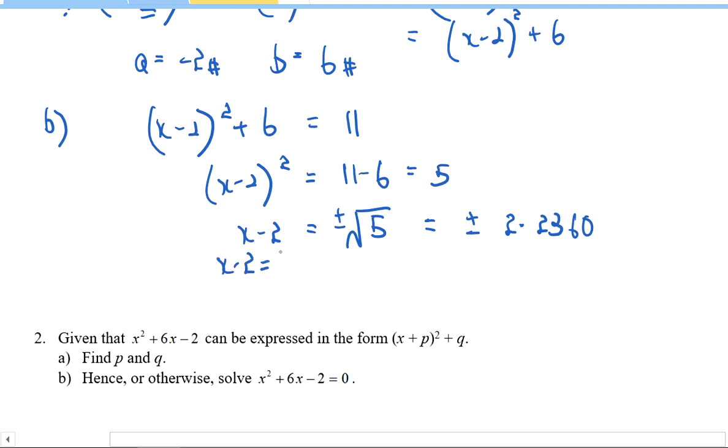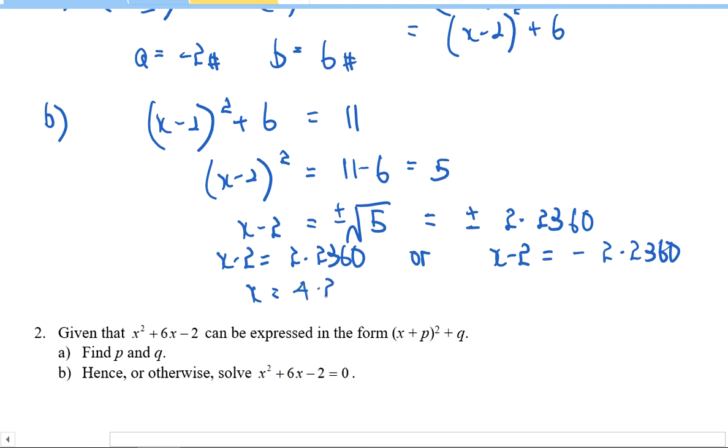x minus 2 will be equal to the positive value of it, or x minus 2 could be the negative of 2.2360. After that, your job is to find the answer. So in this case, you will need to add 2 to it. It becomes 4.24 rounded off to 3SF. In this case, you will need to add 2 to it.